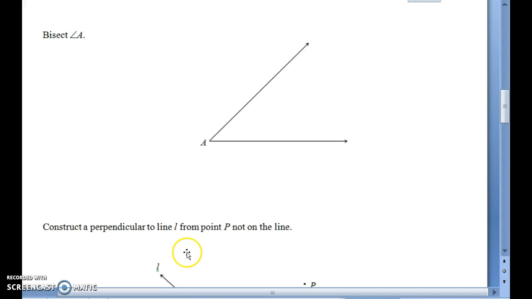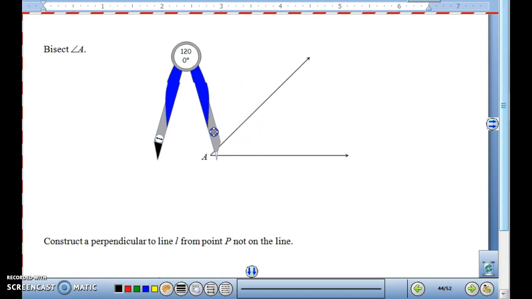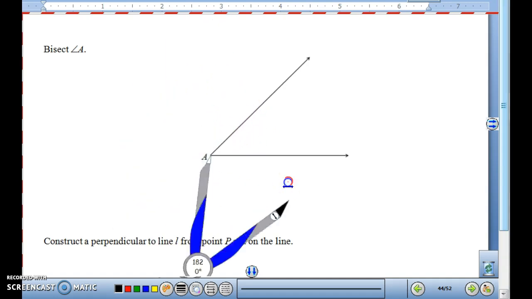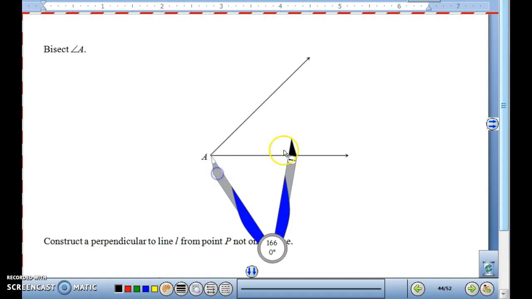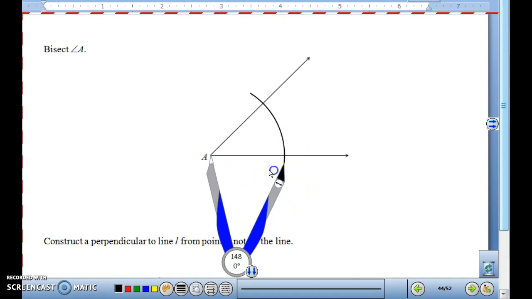The next construction we're going to do is bisecting an angle. We're going to bisect angle A. We know that the angle bisector will divide this angle into two congruent angles. Each point on the bisector has got to be equidistant from each side of the angle. So I have to measure this angle. Remember how when we copied the angle, we take our compass, put it on the point, and then open your compass so that you can draw an arc that touches both sides of the ray. So it looks like this.